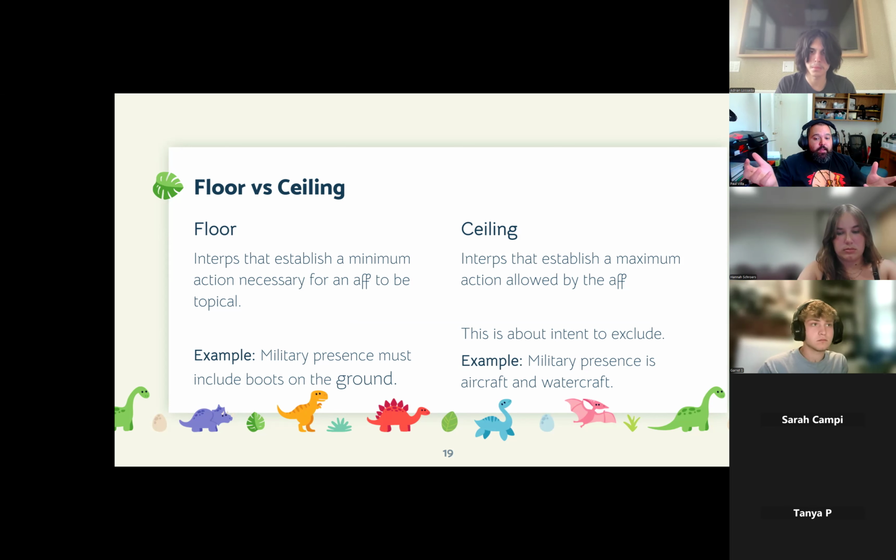Ceiling is a maximum. So this is about intent to exclude things. So you say military presence is aircraft and watercraft, and in doing so, you exclude things that aren't those two things. You should be able to argue why an interpretation that sets a floor is preferable to one that sets a ceiling, and why one that sets a ceiling is preferable to one that sets a floor. Floors are good because they guarantee some negative engagement because we're always going to get at least this specific link. Ceilings are good for affirmative or negative engagement because they constrain the possible number of things available, and limiting that set of things is good. It prevents an overabundance of affirmative flexibility, etc.